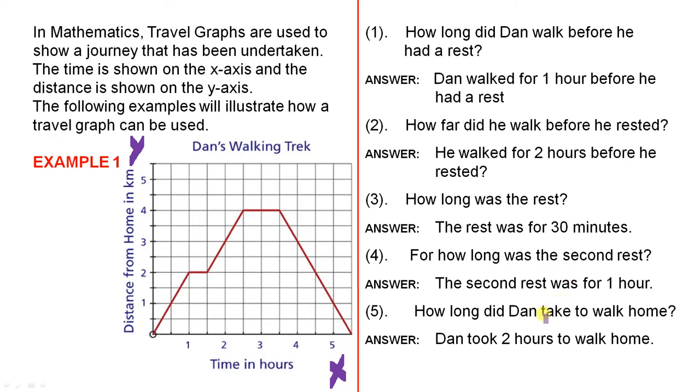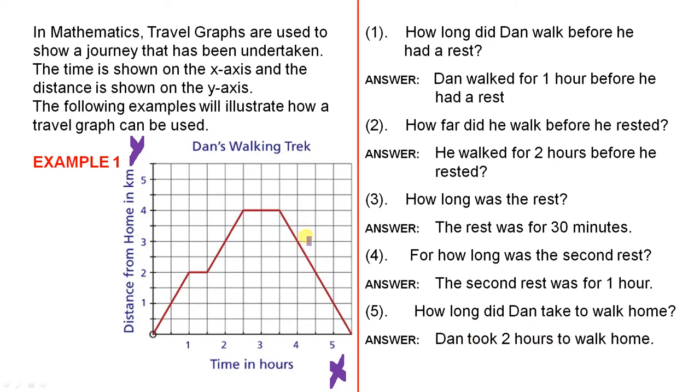How long did Dan take to walk home? Now, to walk home basically was from this time here, right, from there to there. That's how long he took to walk home. So let's look. Half an hour, 1 hour, 1.5 hours, 2 hours. So Dan took 2 hours to walk home.